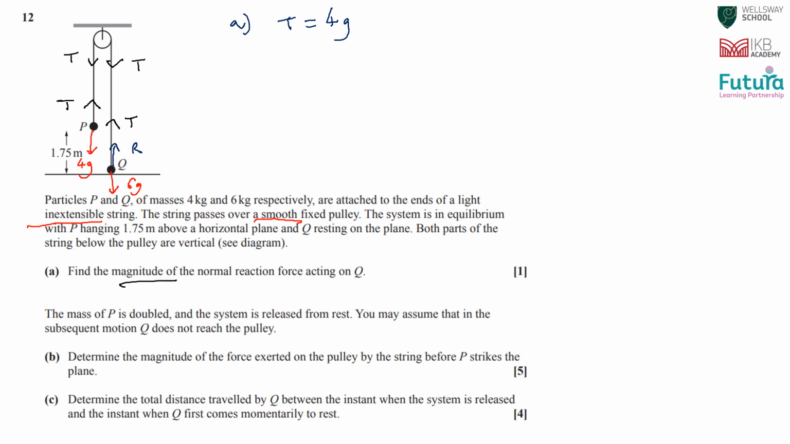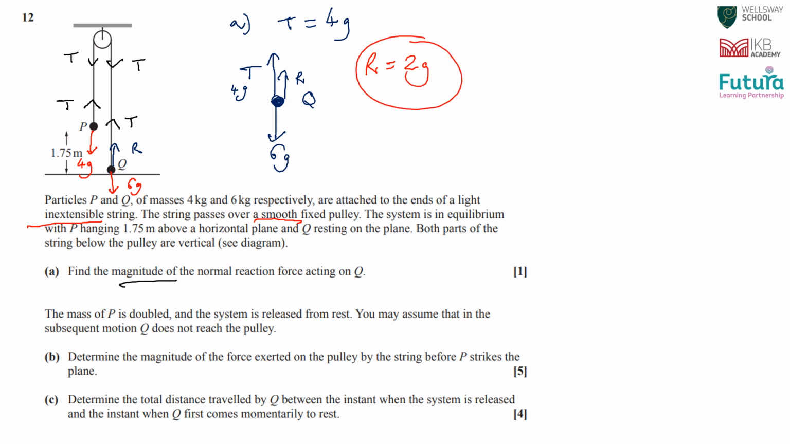So if you consider just Q now, so this is my particle Q. Acting downwards on Q, we've got 6G. Acting upwards on Q, we've got the tension, which is 4G. And then we've also got the reaction force acting upwards. Because it's got 4G acting upwards and the forces must be balanced, it makes sense that the normal reaction force must be 2G, because then 2G and 4G would act to cancel out that 6G, keeping Q in equilibrium.